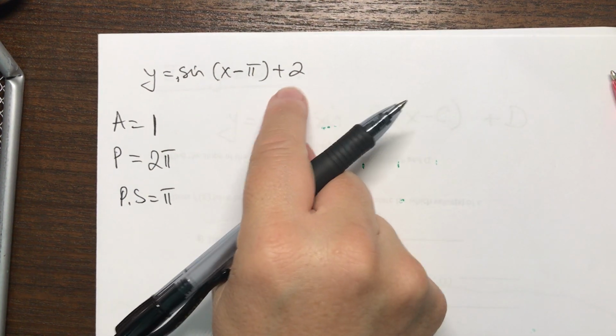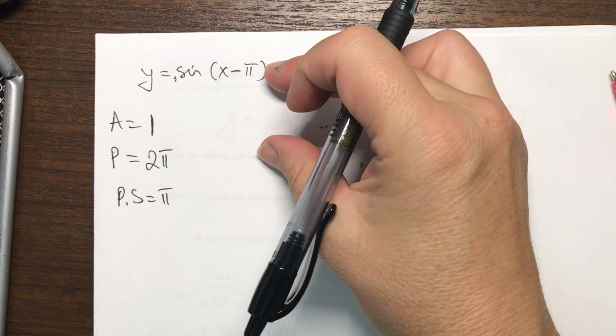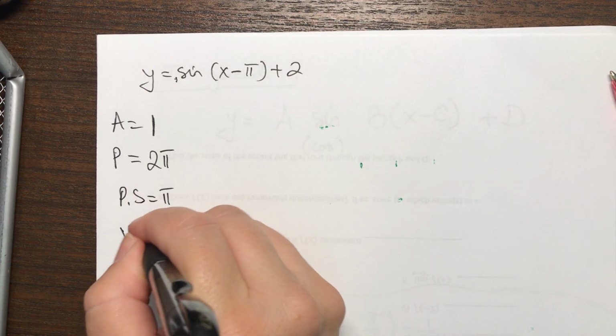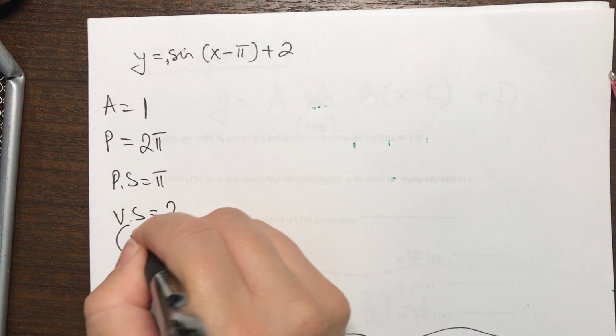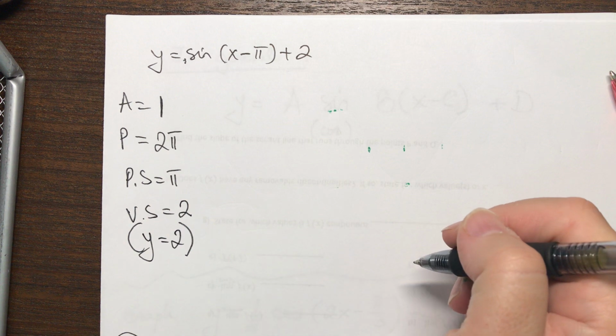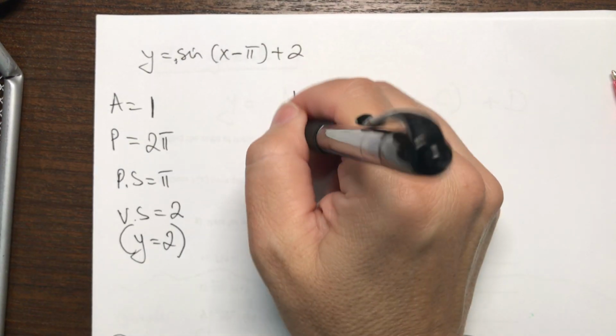And what else happened? We're adding 2 to the whole sine function, so that's a vertical shift. So we have a vertical shift that is 2 units up. So in other words, your midline moved to y equals 2. Okay. How will we graph that? Well, let's see.